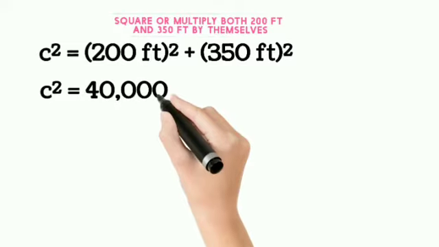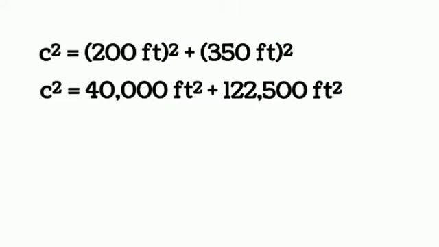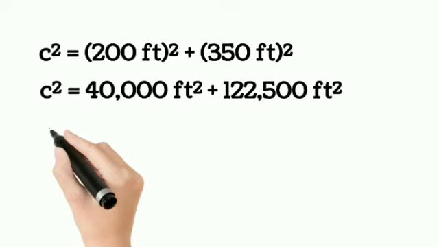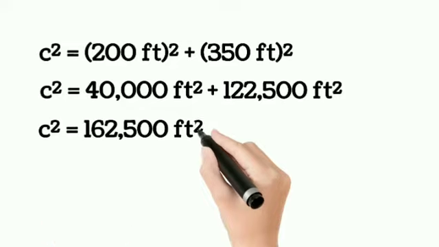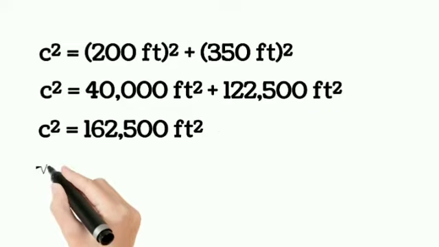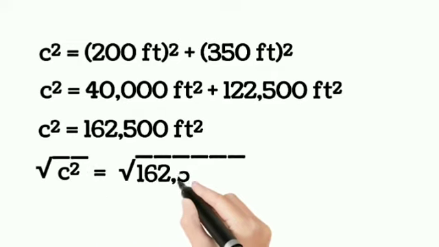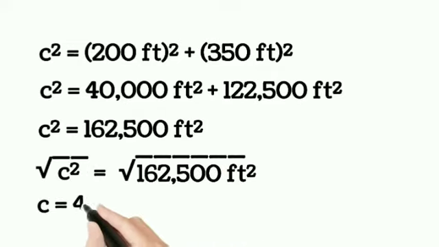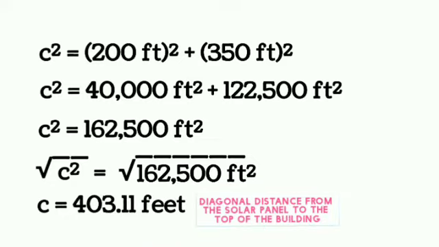Squaring both substituted values, c squared is equal to 40,000 feet squared plus 122,500 feet squared. Adding the squared values, c squared is now equal to 162,500 feet squared. Squaring both sides of the equation, the diagonal distance from the solar panel to the top of the building is equal to 403.11 feet.